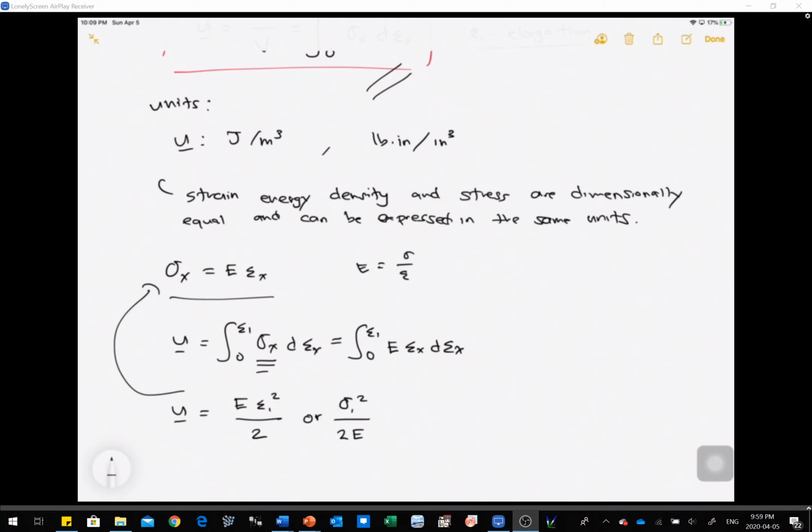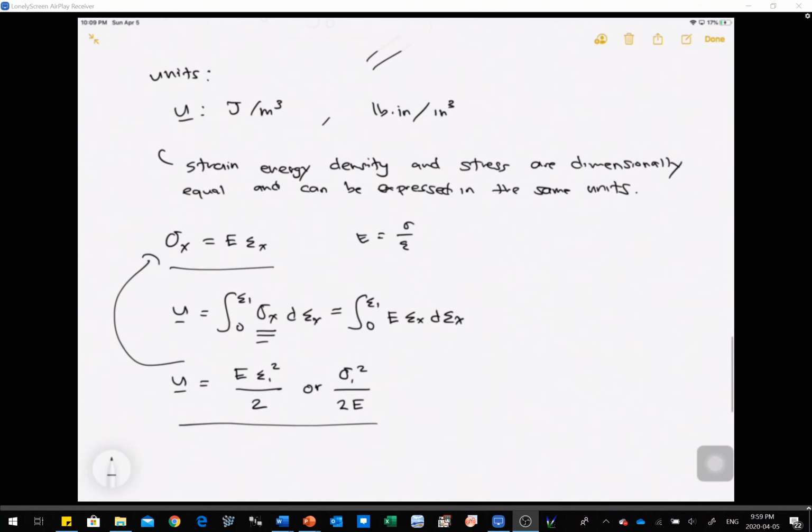Again, we are writing this equation based on our assumption that we are maintaining our force or our stress in the elastic region. So we are only up to this region right here.